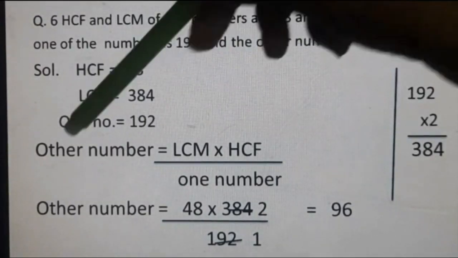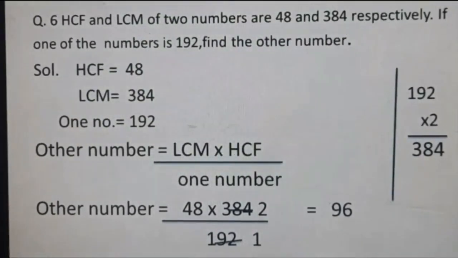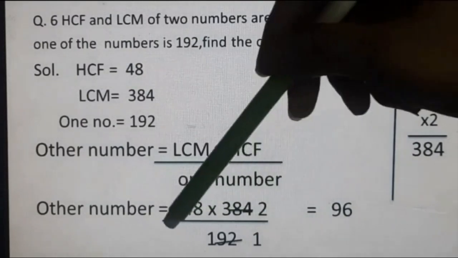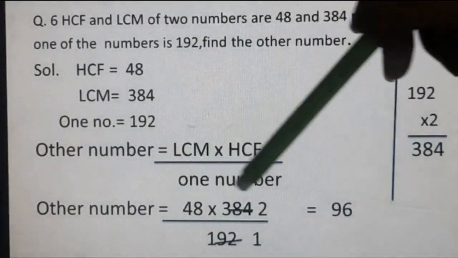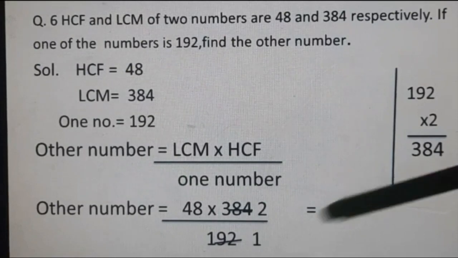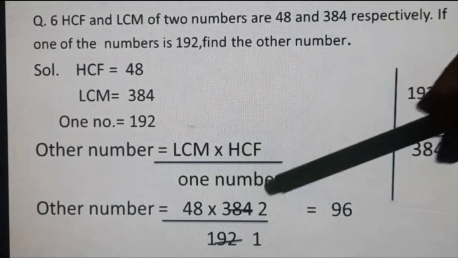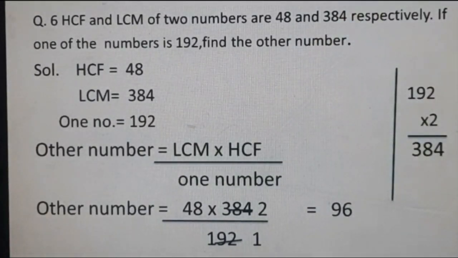So other number is equal to HCF multiply LCM upon one number. Right? So 48 multiply 384, divided by 192. If you are writing 384 multiply 48, that is also correct, right? Now 192 twos are 384. So 192 ones are 192, twos are 48 twos are 96. So our other number is 96.